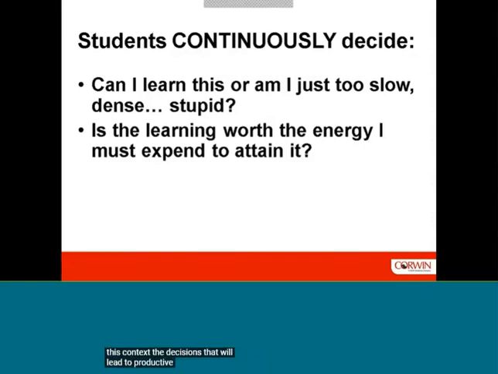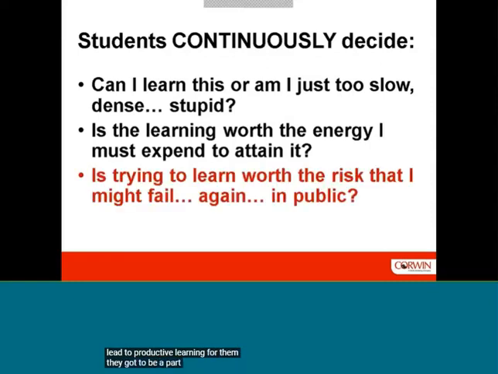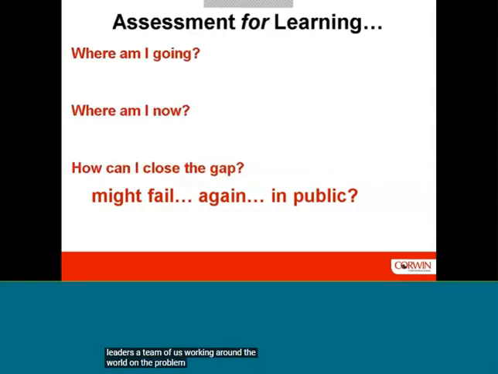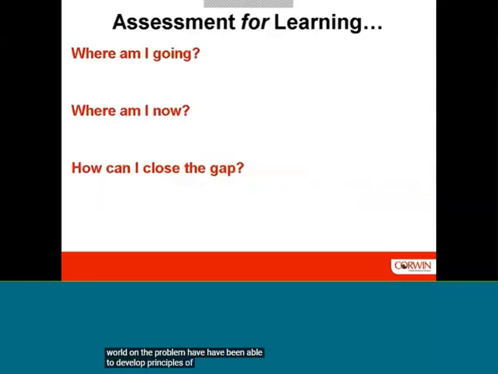The decisions that will lead to productive learning for them, they've got to be a part of it. And it turns out that over the last 20 years, a team of us working around the world on this problem have been able to develop principles of assessment for learning. One of whom is my colleague, Jan Chappuis, who's written a book called Seven Strategies of Assessment for Learning. And in it, she taps into wisdom that came to us from around the world, Australia, New Zealand, where what we need to do from a student self-assessment point of view is keep them aware of answers to three critical questions. Always and continuously an answer.